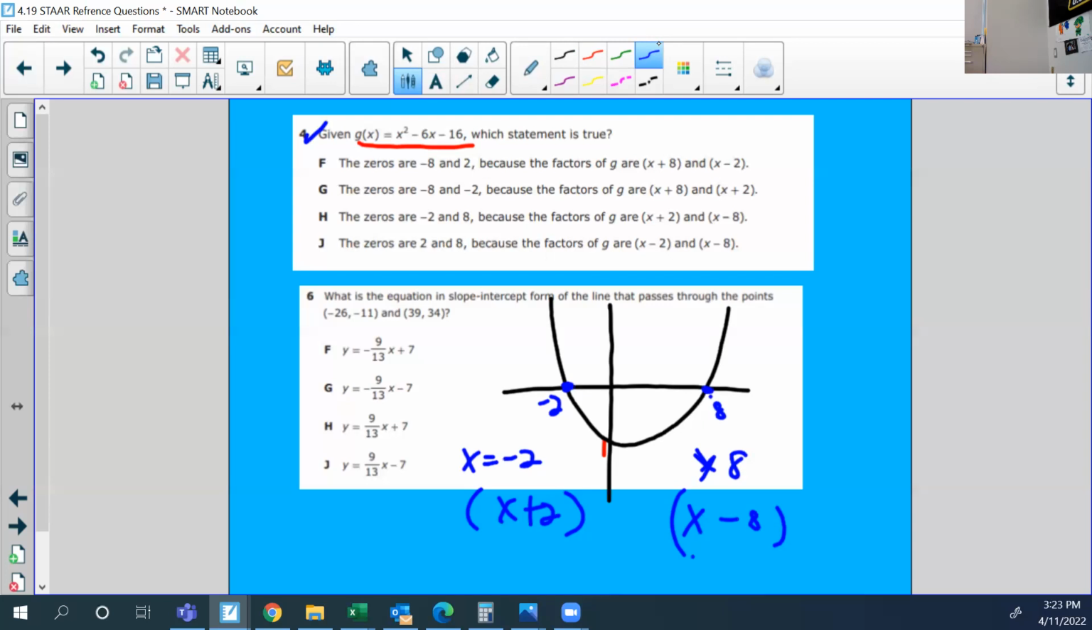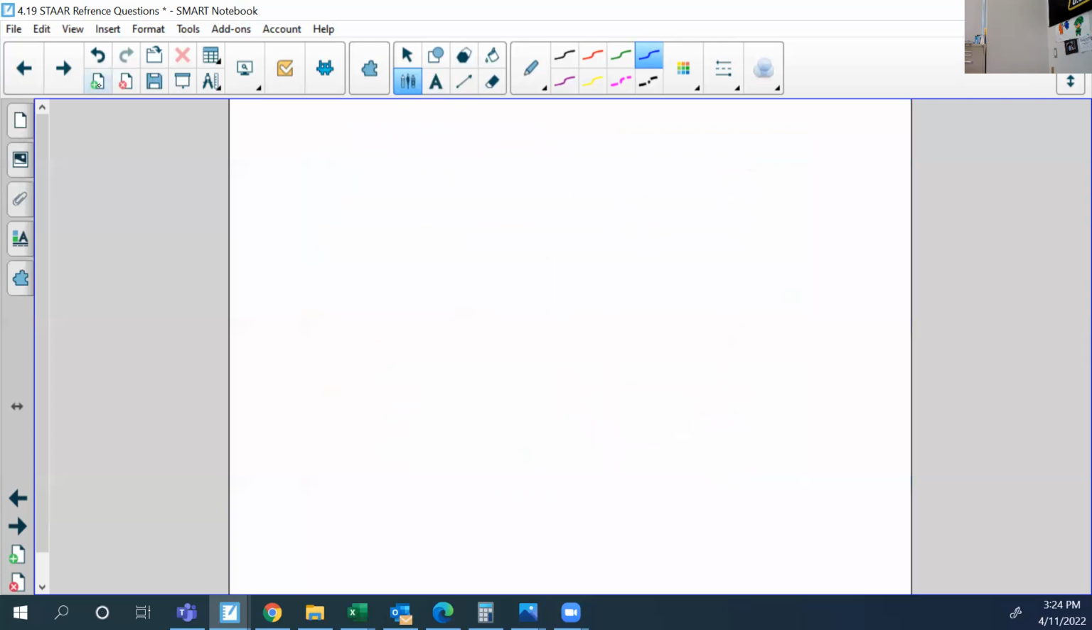So let's do that now. We're going to factor this. Again, I'm not saying this is the right answer. I'm just showing you an example of how you can go after the answer. Since I don't have my calculator right now, I'm going to factor this and see what the right answer is. So x squared minus 6x minus 16. I think that's it, okay?